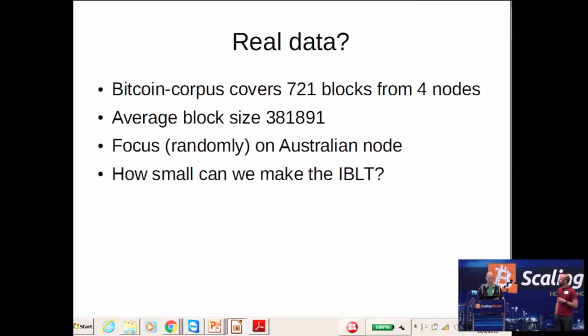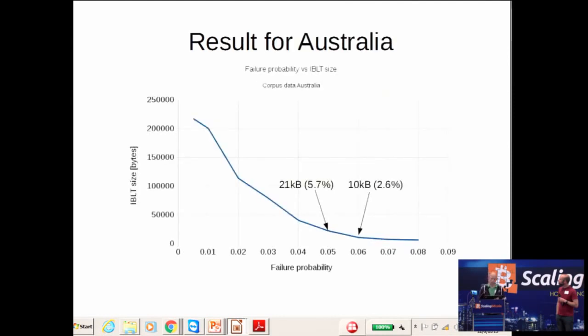So we ask, how small can we make this IBLT in order to successfully transmit 95% of the blocks to Australia? You have on the x-axis the failure probability, and on the y-axis the IBLT size. So with an IBLT of 21 kilobytes, that's 5.7% of the average block size, you will successfully transmit 95% of the blocks.